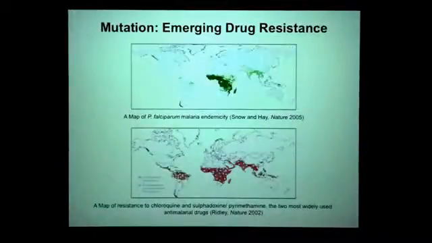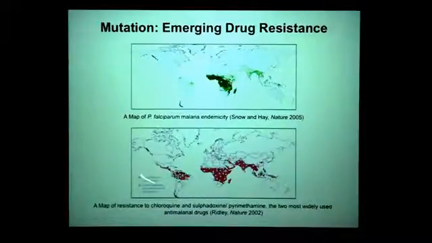Of course, another means of responding is mutation. We're dealing with a parasite with a very fast generation time, only 48 hours, and a normal eukaryotic potential for mutation. But when we're only reproducing every 30 years versus a parasite that's reproducing every 48 hours, there's a much greater potential for mutational emergence.